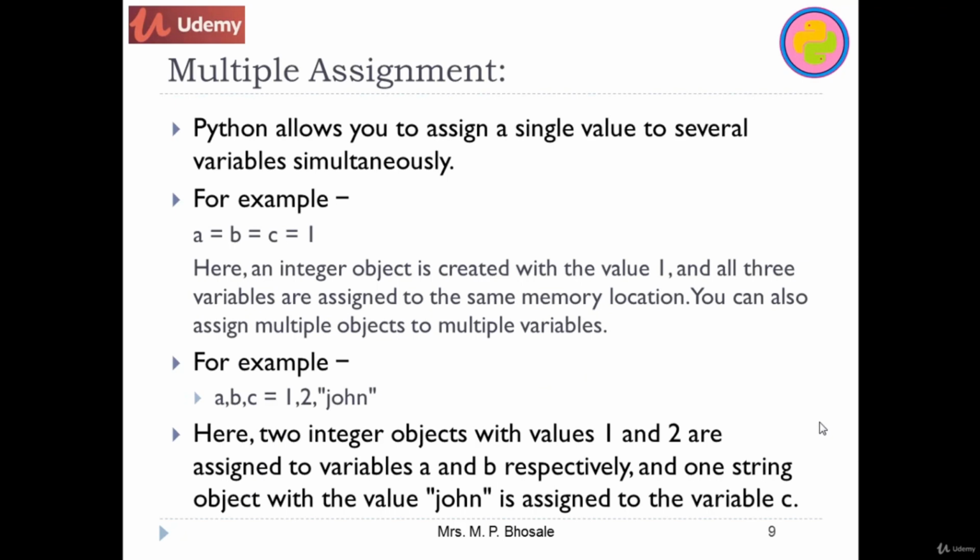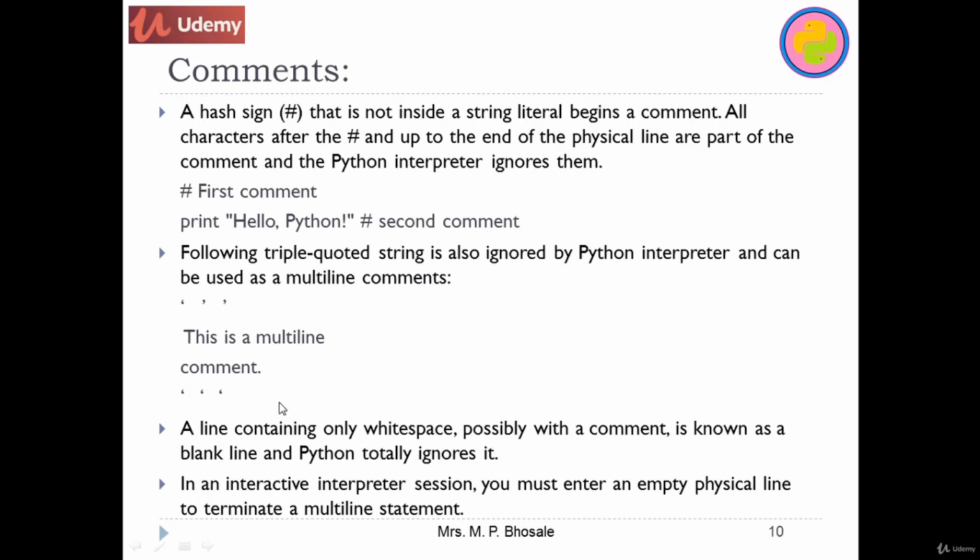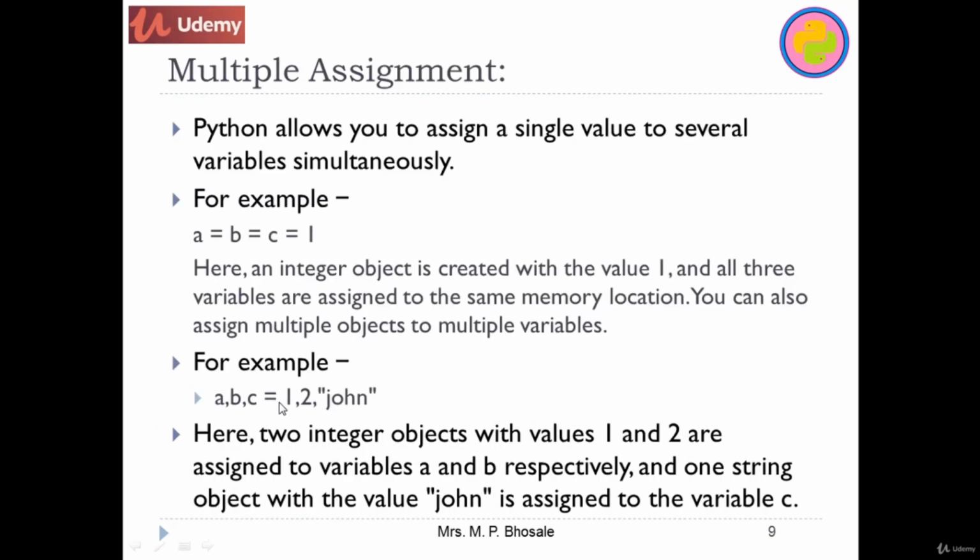If I want to assign multiple values to multiple variables, I can use this syntax. This one, a = b = c = 1, or I can use a, b, c = 1, 2, name. So this is how you can assign multiple values to multiple variables, or one value to multiple variables. Automatically here a will store 1, b will store 2 and c will store John, and accordingly their data types will be considered by Python.